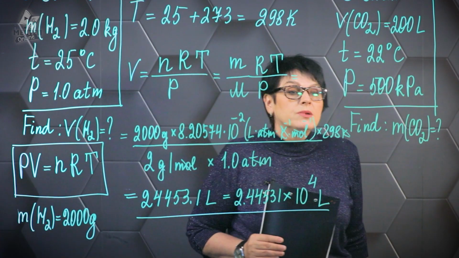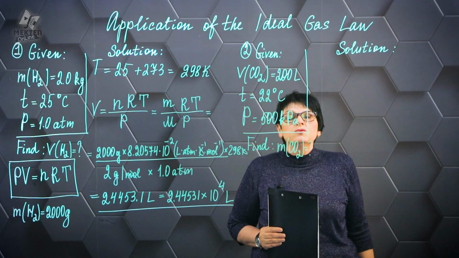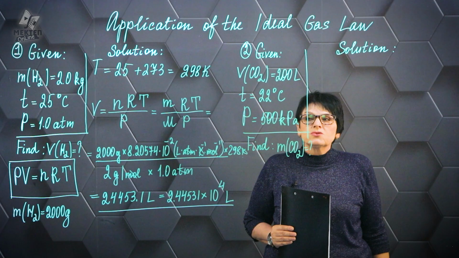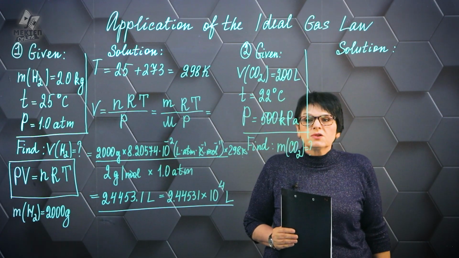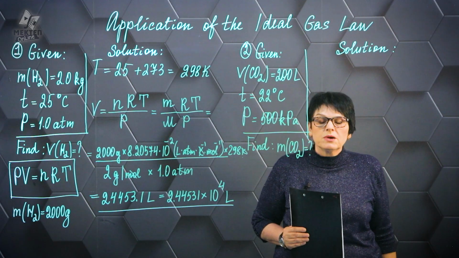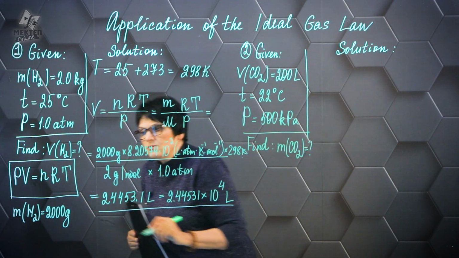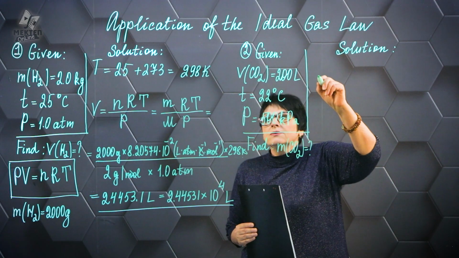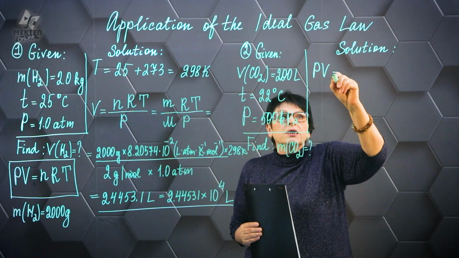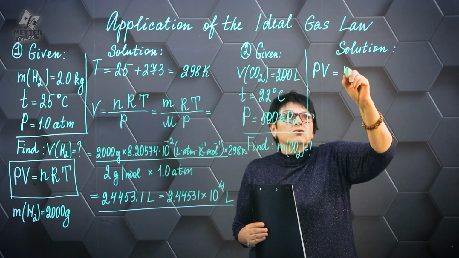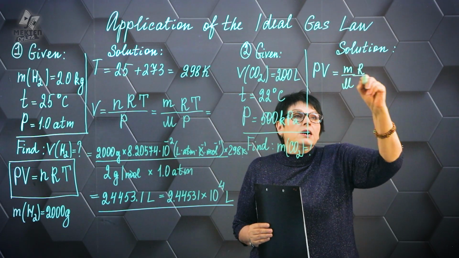Let's move on to the second problem. We know that we have taken a certain volume of carbon dioxide. The temperature of this process is also given to us, and the pressure is given in kilopascals. We need to find the mass of CO2. We work with the same equation. But in order for us to cope, we need to work out what the mole number is: its mass divided by the molar mass, multiplied by the gas constant and by the temperature.